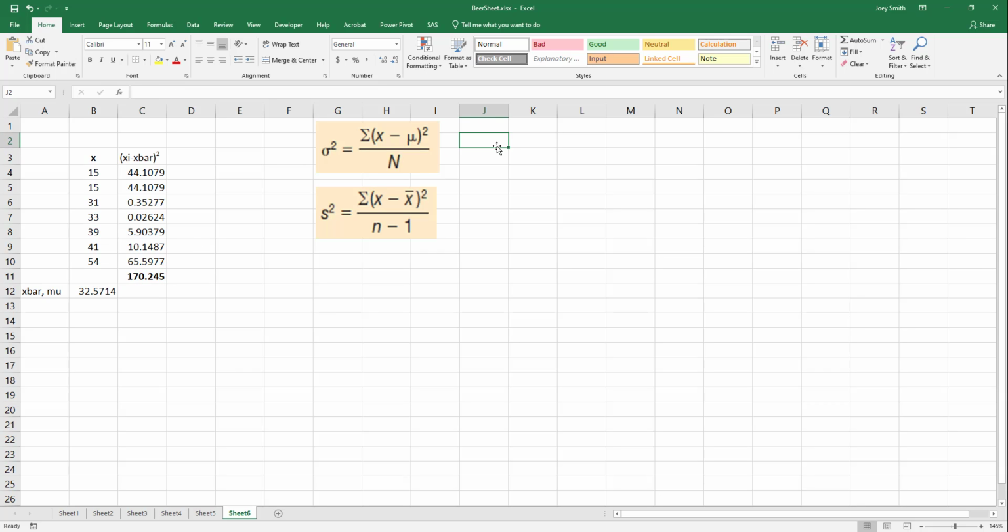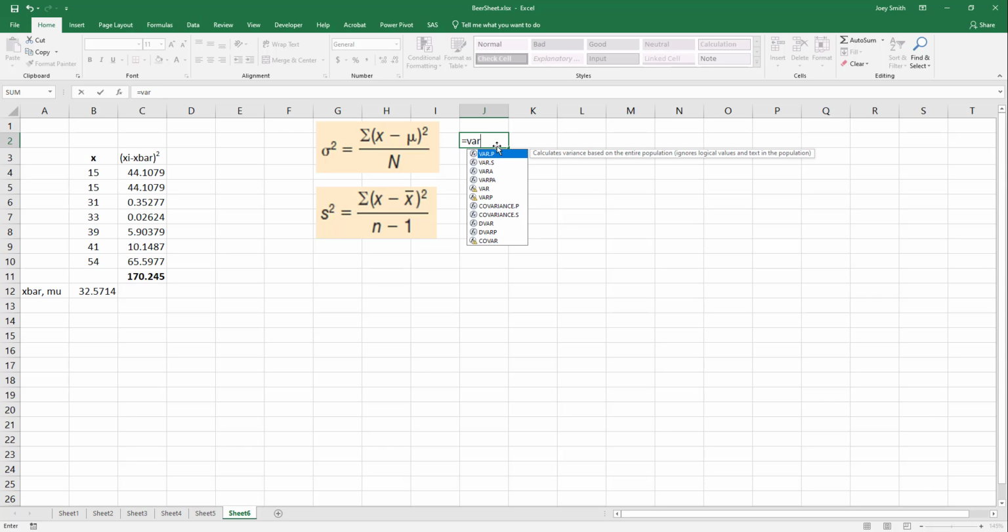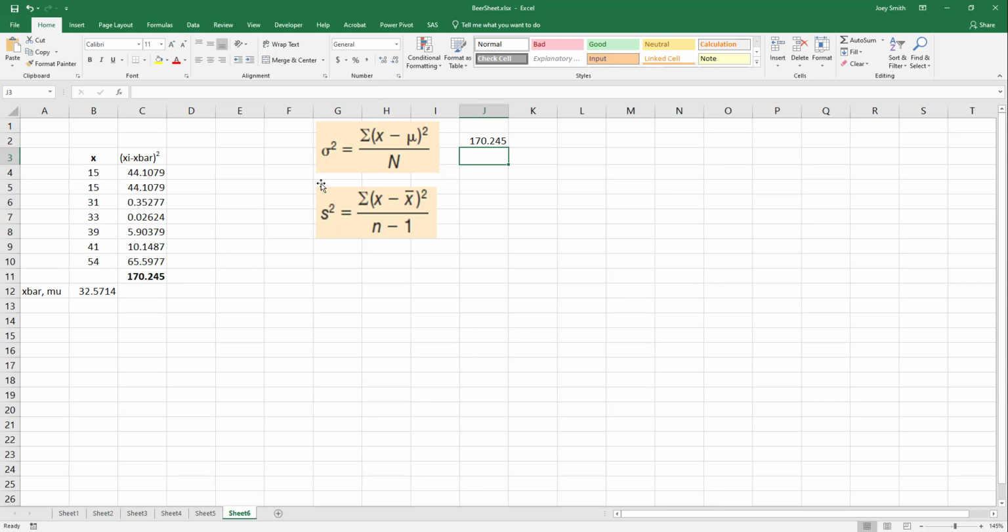Now let's go out here and use Excel's built-in function to calculate it and make sure that we did this correctly. So when you're calculating the population variance, you say equals VAR, and you see it brings up multiple functions with the same starting values here, and we're going to use VAR.P, which is the population variance. And then we're just going to put into that B4 to B10, close parentheses, enter, and look at there. Same number. So we've calculated the population variance correctly here.